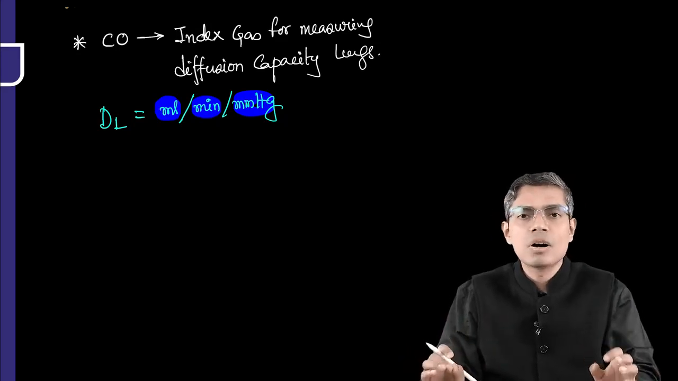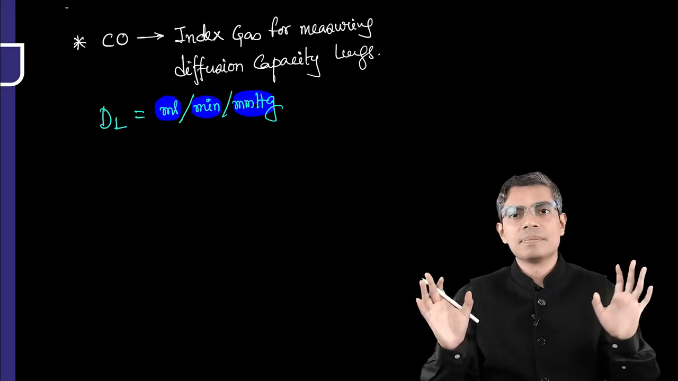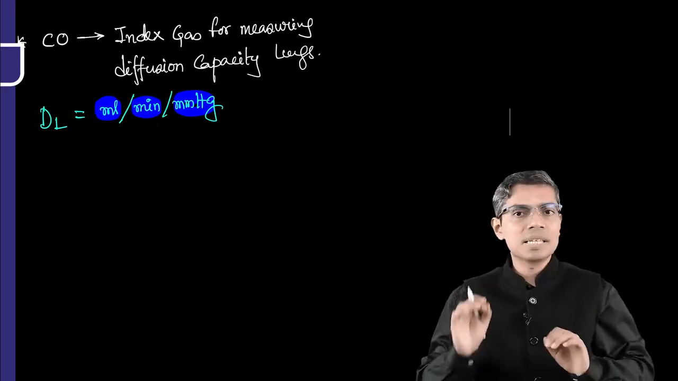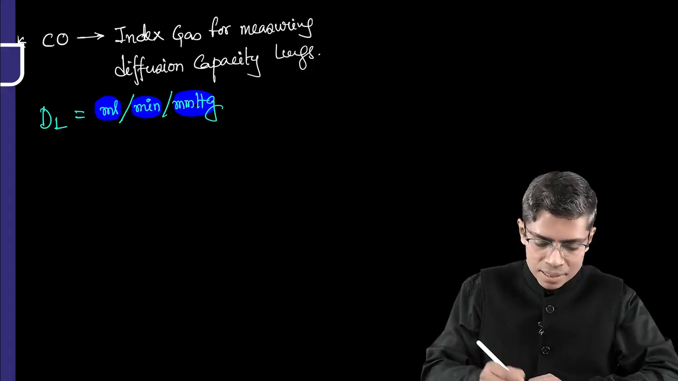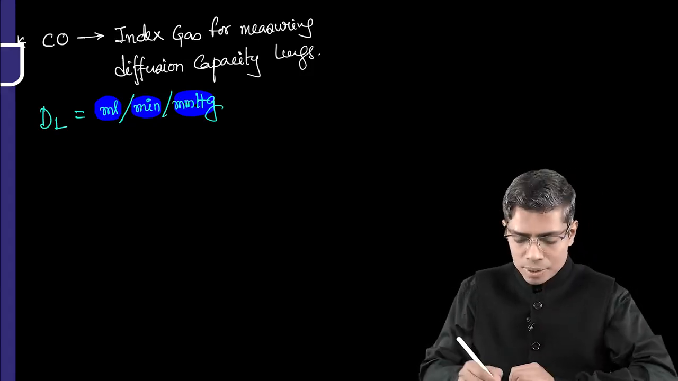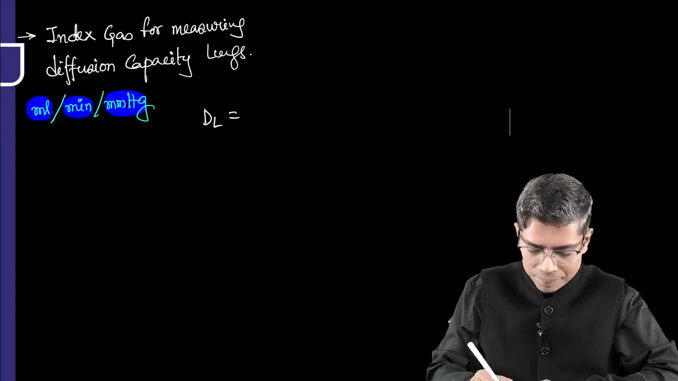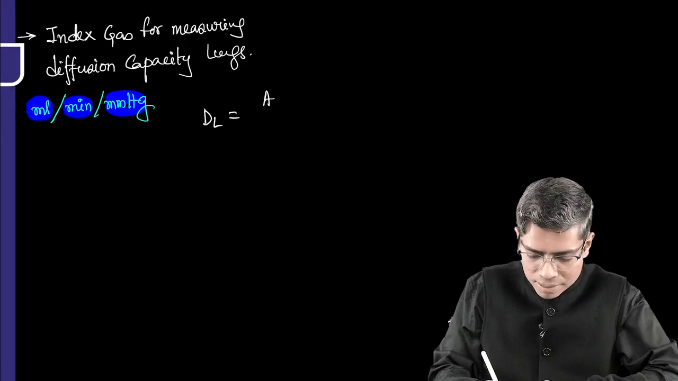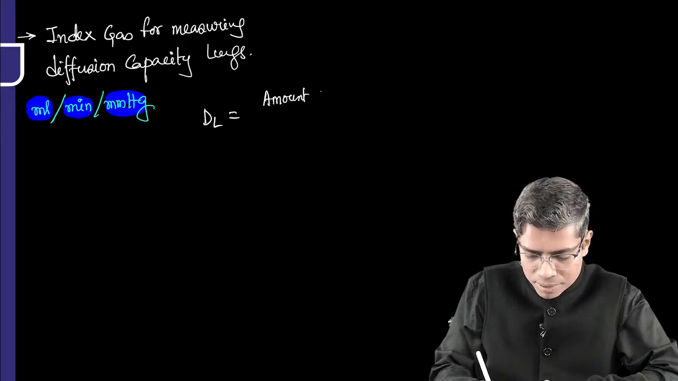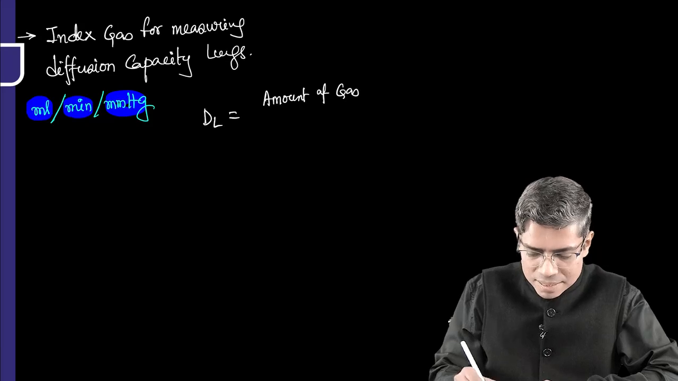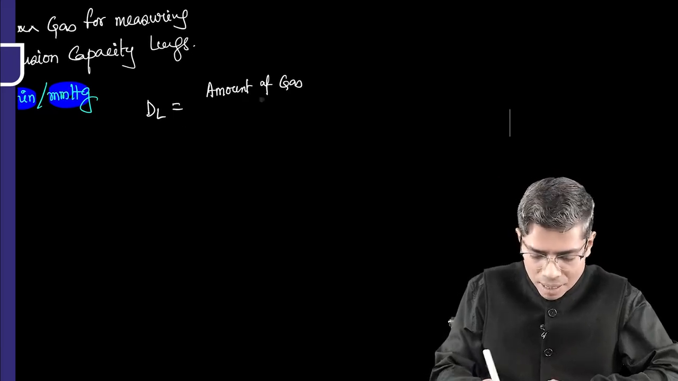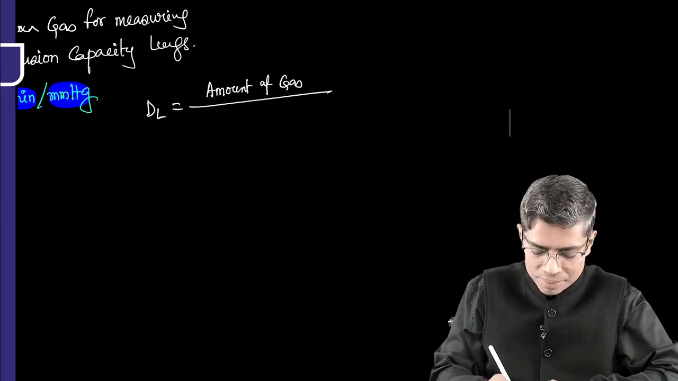Getting my point? That is the meaning of diffusion capacity of the lung. So if I have to measure the diffusion capacity of the lung, then what do I have to do? I have to calculate that DL is equal to the total amount of gas, that is the amount of gas that is absorbed by the lung upon your partial pressure difference.